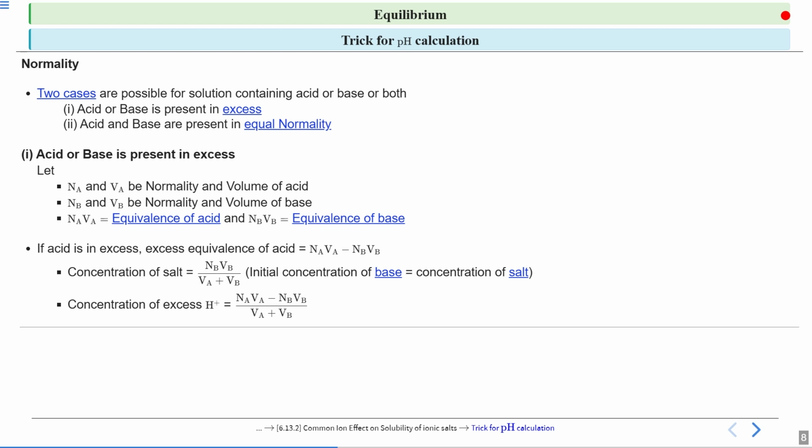Now why am I calling it excess H plus? Because this is the point of calling it a contribution. An acid can contribute H plus, so we can say its contribution is in terms of H plus also. The concentration of H plus would be the contribution from the acid.